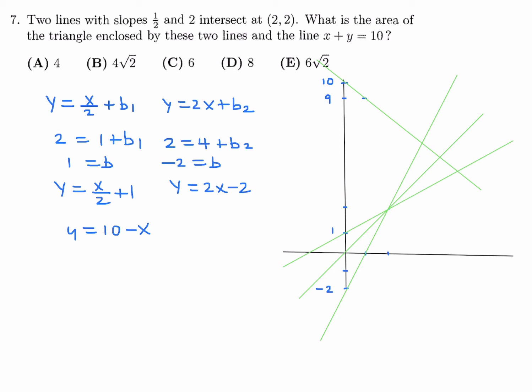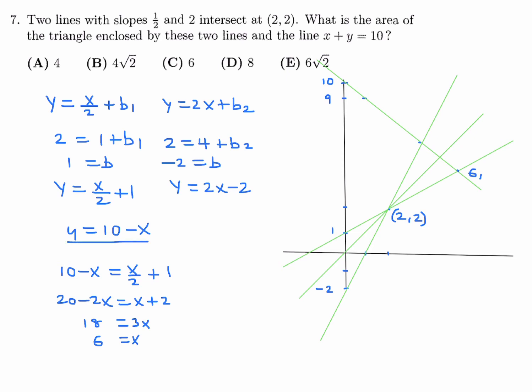Okay, so now I've got to figure out some coordinates. This one is already given. That's just 2, 2. Okay, so this one we will find with setting 10 minus x equal to x over 2 plus 1. So that means if we multiply through by 2, 20 minus 2x is equal to x plus 2. 3x is equal to 18. X is 6. So this point right here is 6, and then substitute it back into either one of those, and you'll get 4 for the y coordinate.